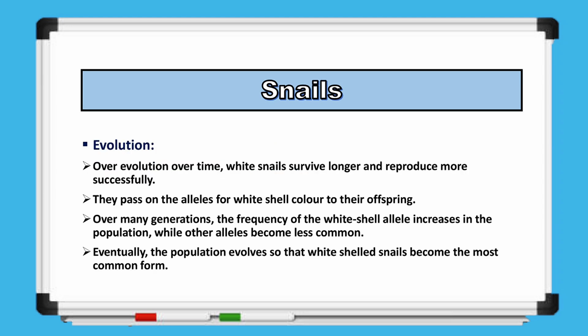Over time, this leads to evolution. White-shelled snails survive longer and reproduce more successfully, passing on the alleles for white shell color to their offspring. As generations pass, the frequency of the white allele increases in the population, while other shell color alleles become less common. Eventually, the population becomes dominated by white-shelled snails.